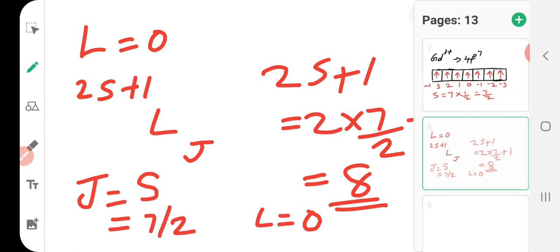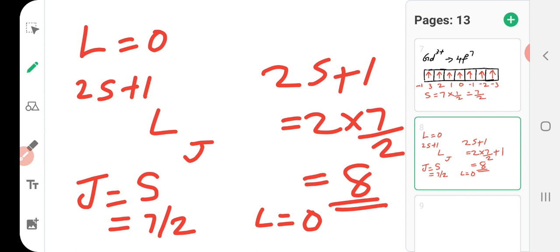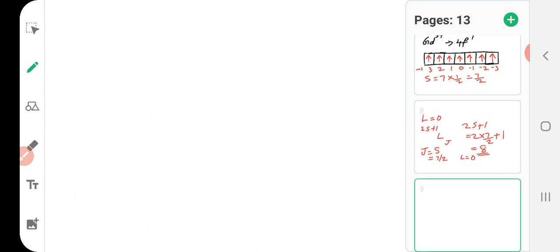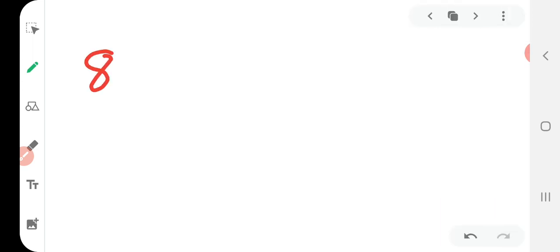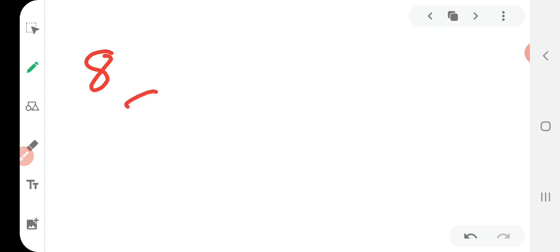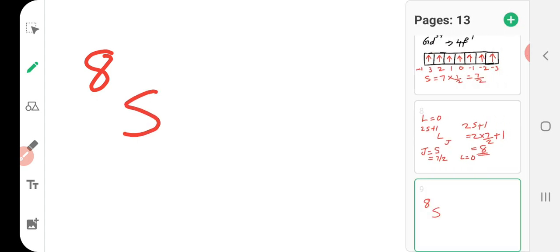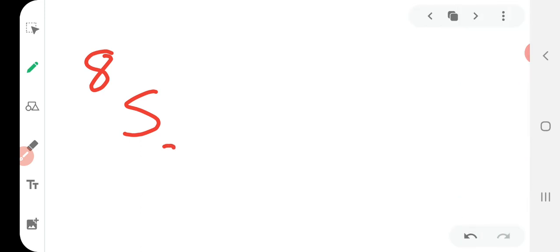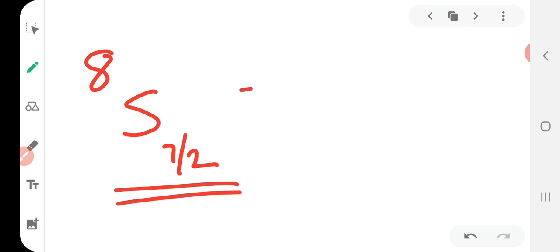So how we can represent this ground state configuration? 2S plus 1, we got it as 8, and L is equal to 0 means it is S state, and J we got it as 7 by 2. So 8S 7 by 2 is the ground state configuration of a gadolinium 3 plus ion.